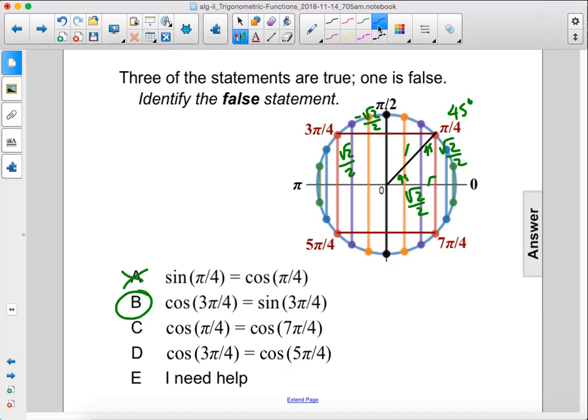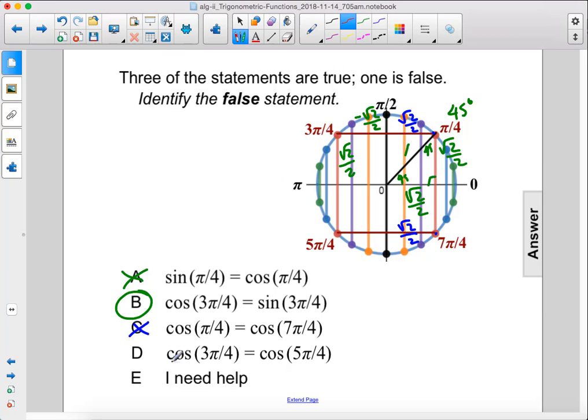Moving on, we'll just go over the other answers. Cosine of pi over 4, so that's this point, that is the square root of 2 over 2, equals the cosine of 7 pi over 4. 7 pi over 4 is here. The cosine is also the square root of 2 over 2, and it's also positive, so this is true.